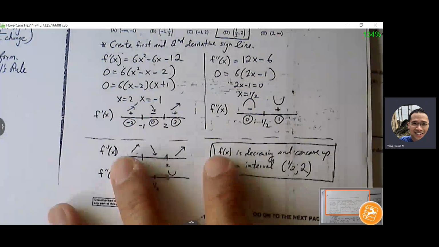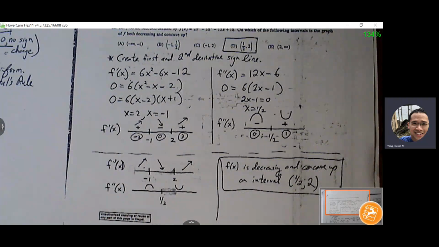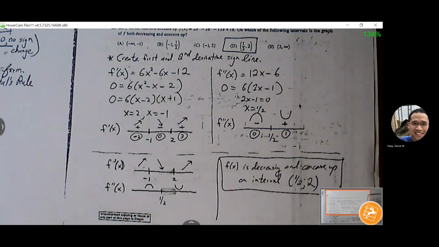decreasing and concave up. So you spend the time to find f prime, create your sign line for f prime, find f double prime, create your sign line for f double prime, and then you line up your numbers with your behaviors of slope and concavity. And decreasing and concave up will be from 1/2 to 2.